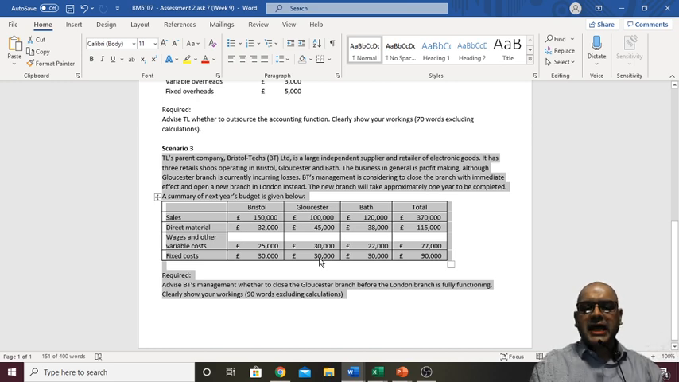Yeah, if we close the Gloucester branch, it won't provide that positive contribution, in which case we'll have to suffer this 30,000 on top of the other fixed costs for the business, Bath and Bristol. Okay, so is it a wise idea? Let's have a look. Let's create 2 scenarios.